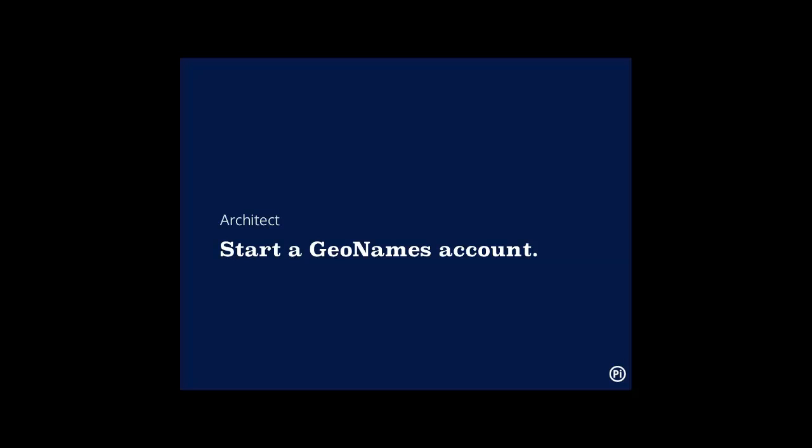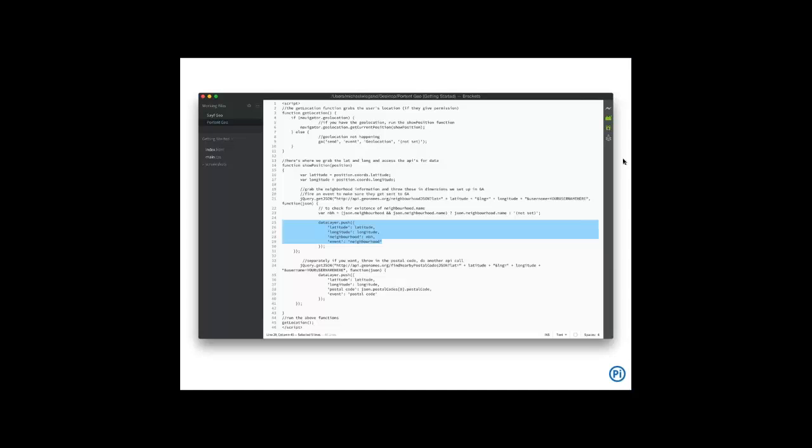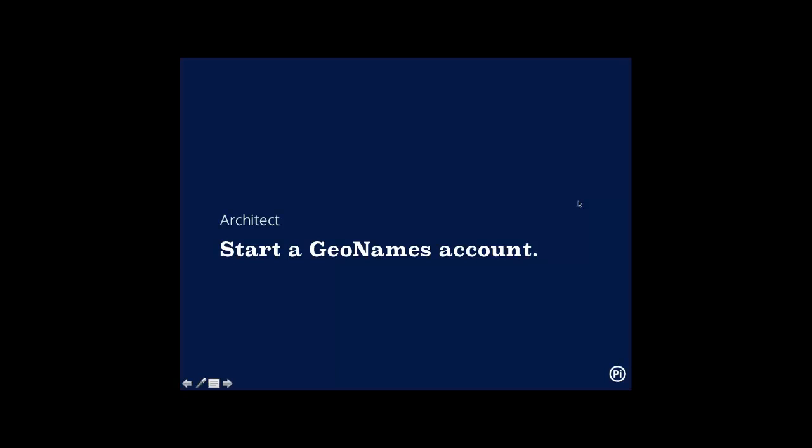And so after modifying the code, the second thing for me to do is actually to start a Geonames account. If you notice in the code block, I say "your username here." That's because you actually have to set up a Geonames account and plug in your username when you're done doing that. So we'll walk through that process now.